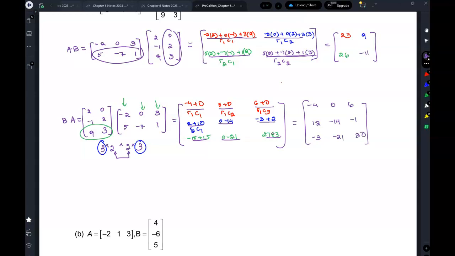Is it 2 plus 0 or 0 plus 0 for row 1, column 2? 0 plus 0. Yeah.